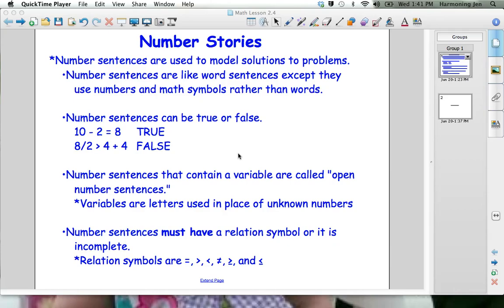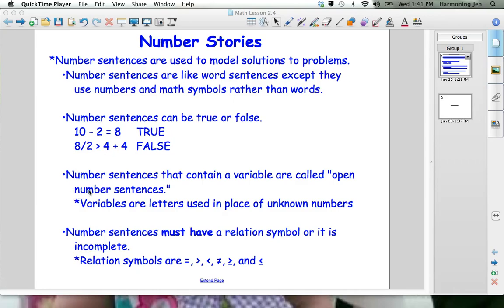10 minus 2 equals 8 is a number sentence, and it is true because 10 minus 2 does equal 8. Now, 8 divided by 2 is greater than 4 plus 4. That's also a number sentence. However, this number sentence is a false sentence because if we think about what value 8 divided by 2 holds, 8 divided by 2 is 4, and if we think about the value of 4 plus 4, which is 8, 4 is greater than 8, that's not true. That's how it's a false sentence.